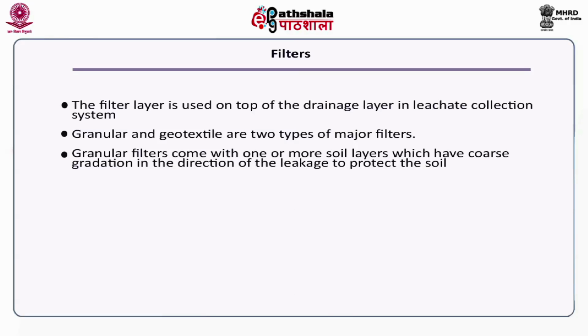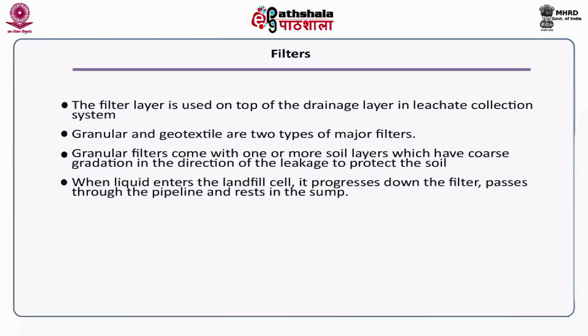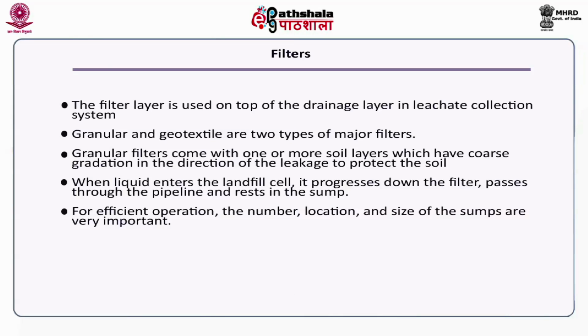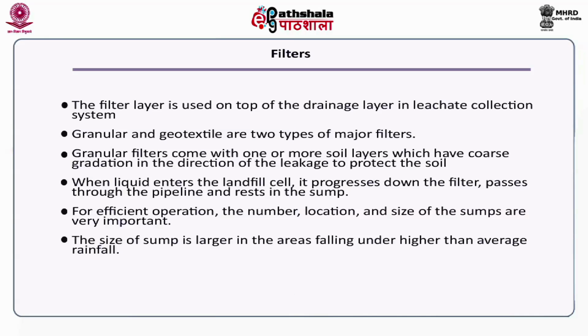Granular filters come with one or more soil layers with a coarse gradation in the direction of leakage to protect the soil. When the liquid enters the landfill cell, it progresses down the filter, passes through the pipeline and rests in the sump. For efficient operation, the number, location, and size of the sumps are very important. The size of the sump is larger in areas with higher than average rainfall. That means wherever the rainfall is higher than the average, you should have a larger sump, because leachate generation also depends upon the amount of rainfall.